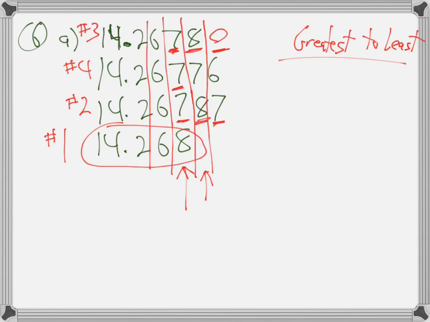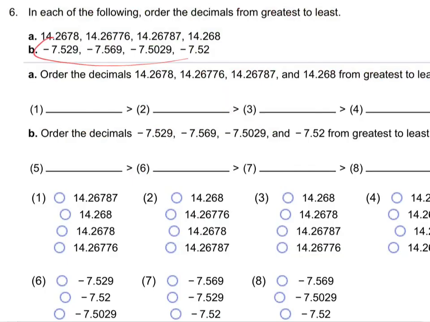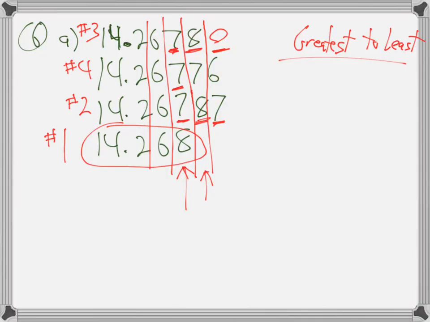What if these numbers were all negative? Because that's part B, notice. I don't want to do the whole thing, I just want to point and move on. What if they were all negative numbers instead of positive? Exactly the opposite, because if you're a bigger negative, you're more negative, so you're actually smaller. So we just exactly reverse it.